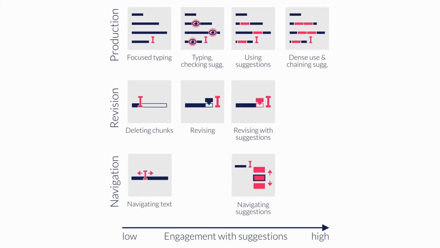So for production, we found focus typing, users typing manually without suggestion. Then we found typing and checking suggestions, not using them necessarily. And then we found using suggestions, and also in the more extreme case, a more dense use of suggestions, or even chaining multiple suggestions. Then for revision, one pattern that showed up without involving suggestions is deletion of chunks.